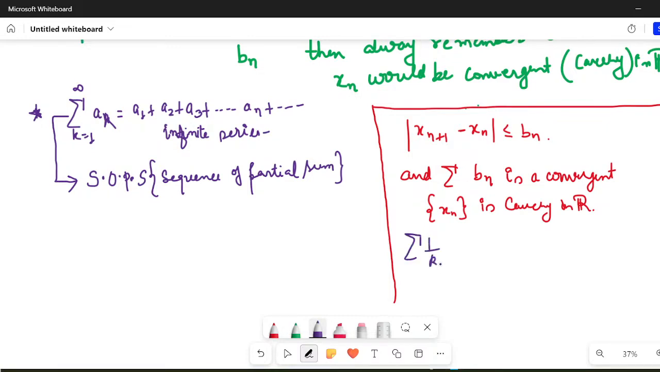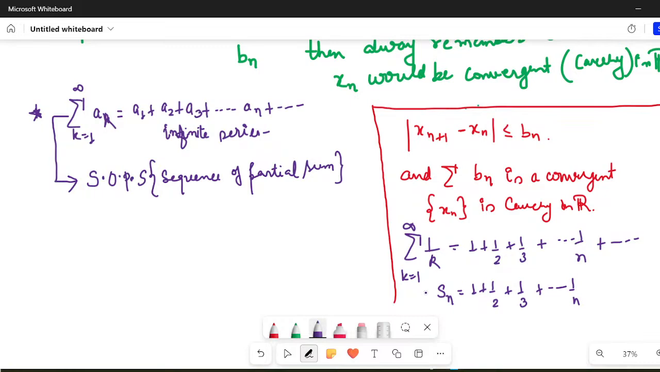Let's say I'm writing summation 1 upon k. What is summation 1 upon k? It is 1 plus 1 upon 2 plus 1 upon 3 and so on up to 1 upon n, and this is from k equals 1 to infinity. I'm referring to an infinite series. This will go on. What will be the sequence of partial sums? The sequence of partial sums S_n would simply be 1 plus 1 upon 2 plus 1 upon 3 up to 1 upon n.